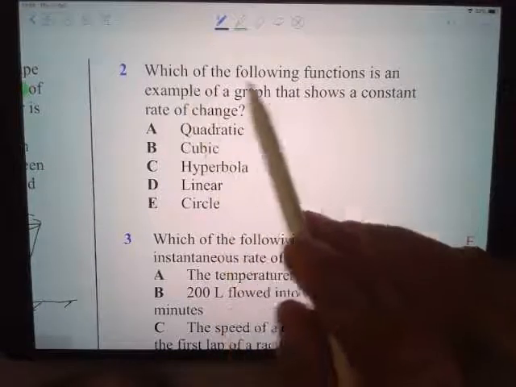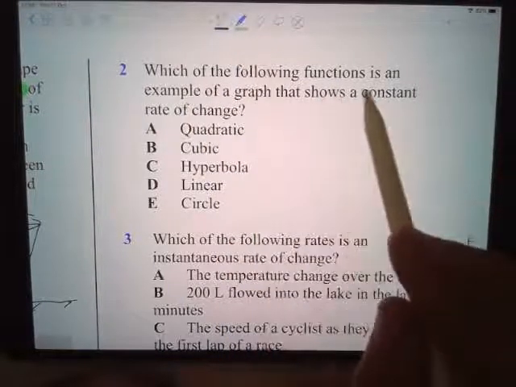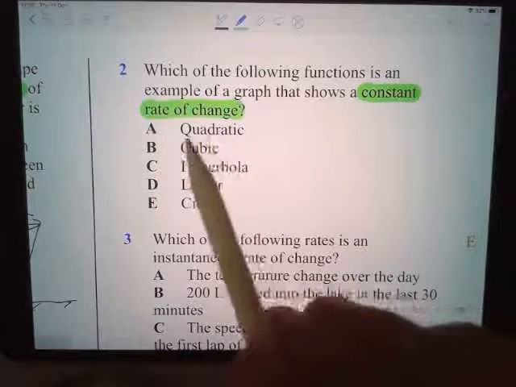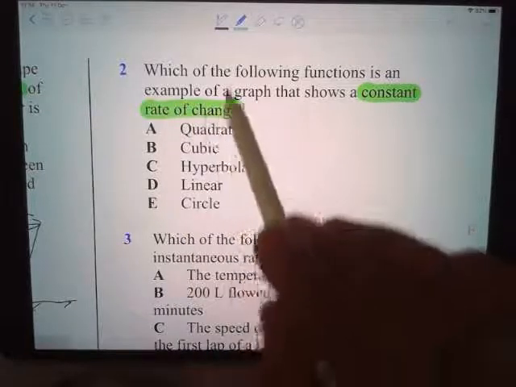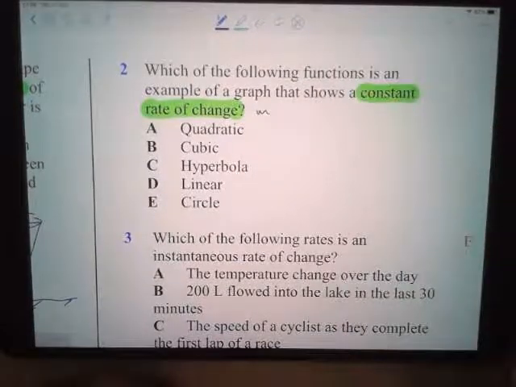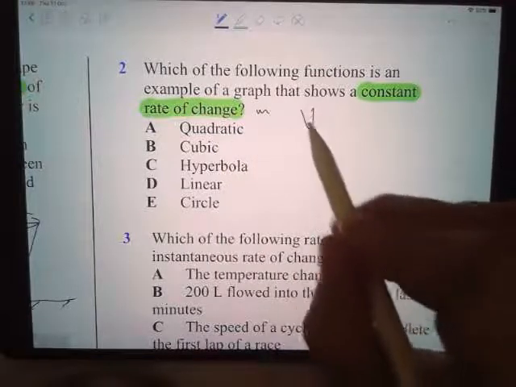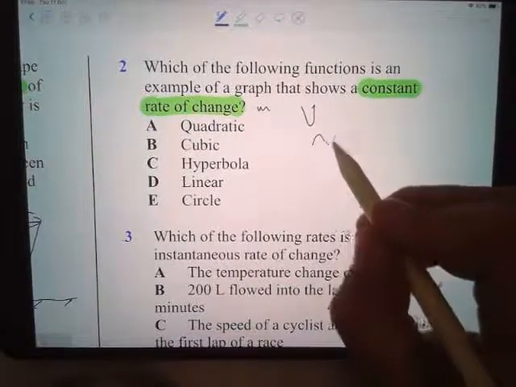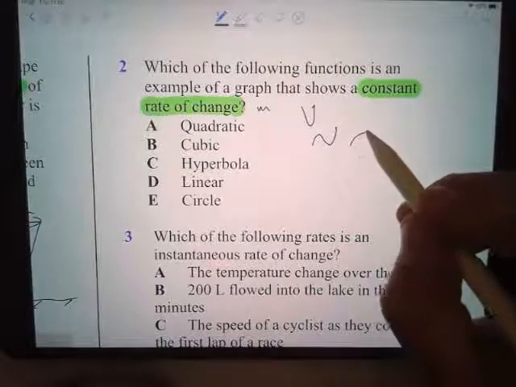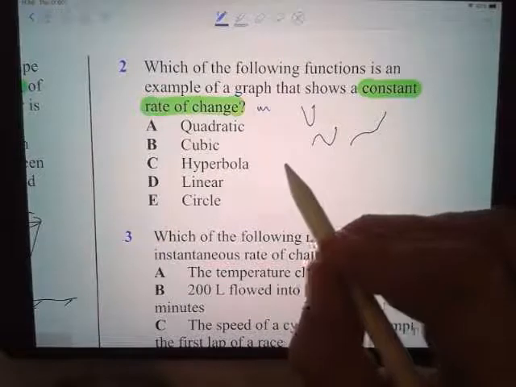Question 2. Which of the following functions is an example of a graph that shows a constant rate of change? Now remember, the rate of change is all about the gradient of my graph. A quadratic equation is a parabola. There's nothing constant about that. A cubic function looks like this, or can look like that. So it's definitely not a constant rate of change.